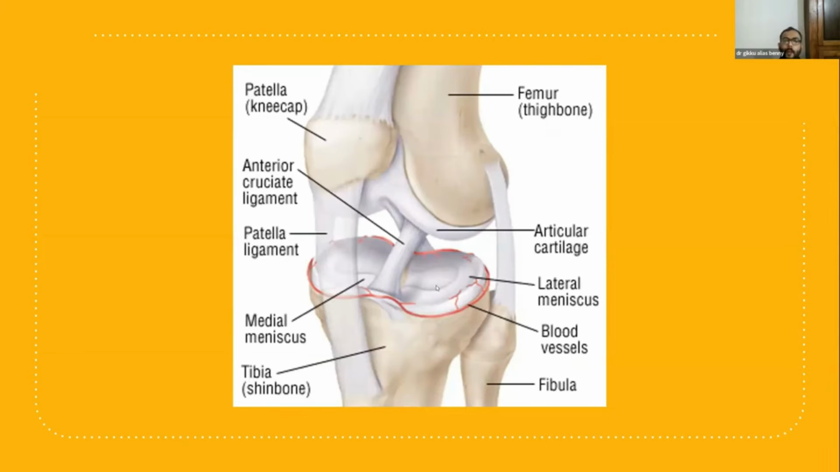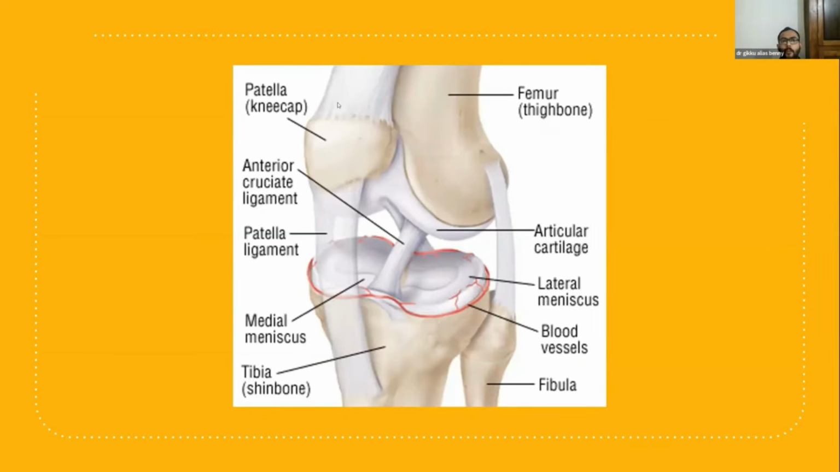The internal part of the menisci is avascular and the external peripheral part of the menisci is vascular. Please note, and this is the quadriceps tendon. From proximal to distal, the extensor apparatus of the knee joint.